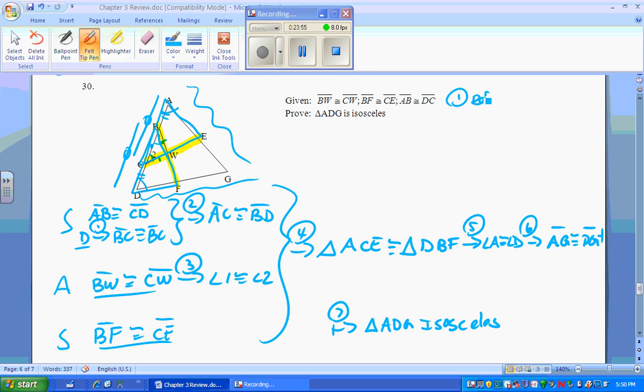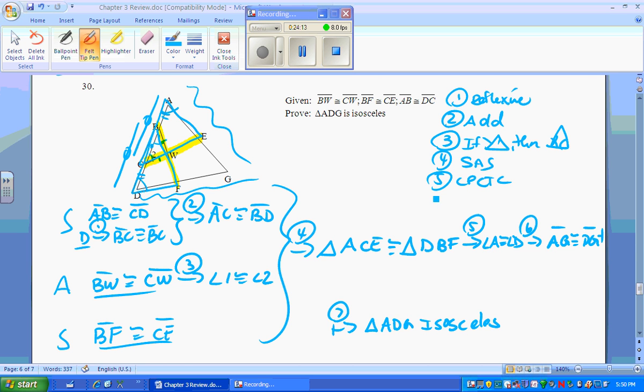Reason 1 was reflexive. Reason 2 is addition. Reason 3 is if sides, then angles. 4 is side, angle, side. 5, CPCTC. 6, if angles, then sides. And 7 is definition of isosceles triangle.